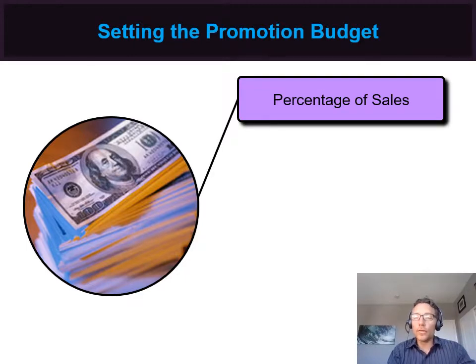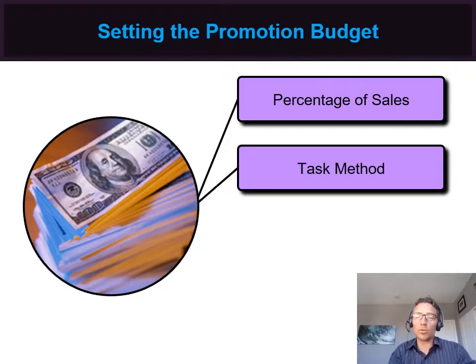The other topic to cover in this lecture is setting the promotional budget. There are two common ways of setting the marketing budget. When you think about marketing budgets, how much do you set aside to market your company's products and services? There are lots of different budget methods, but these are two of the most common: percent of sales and task method.